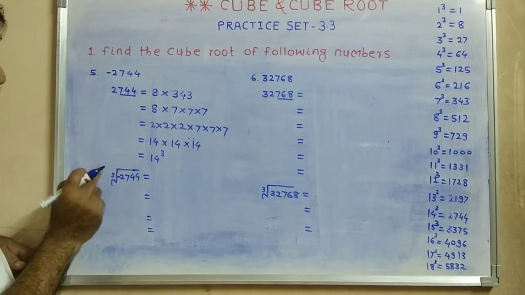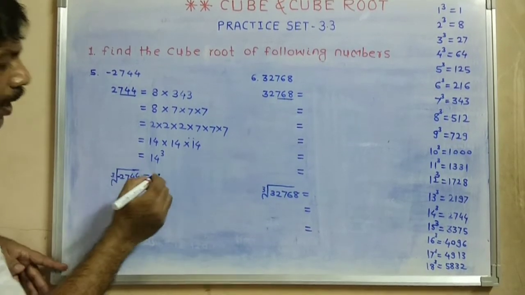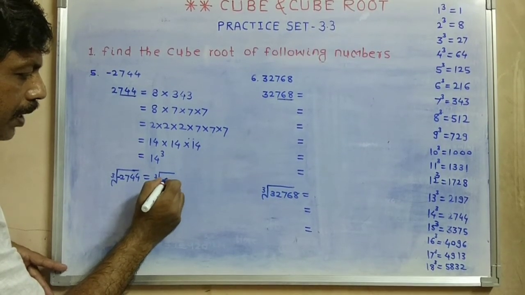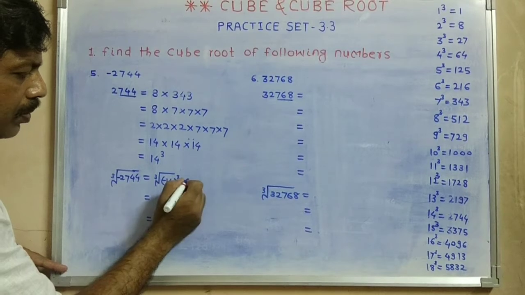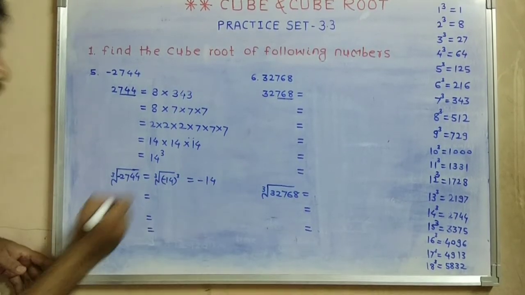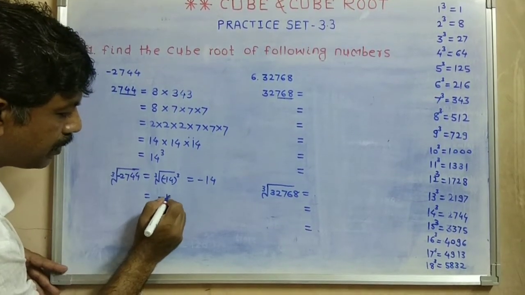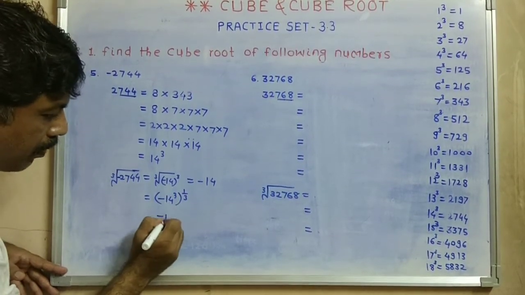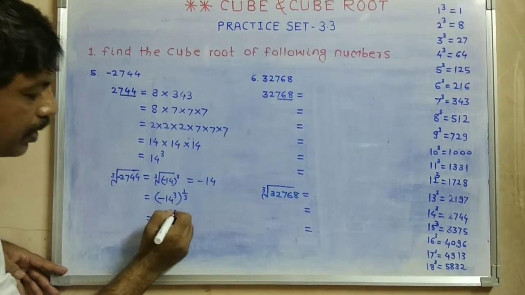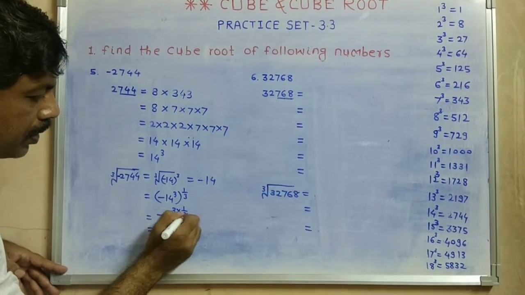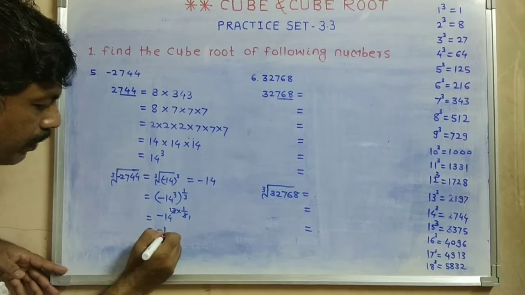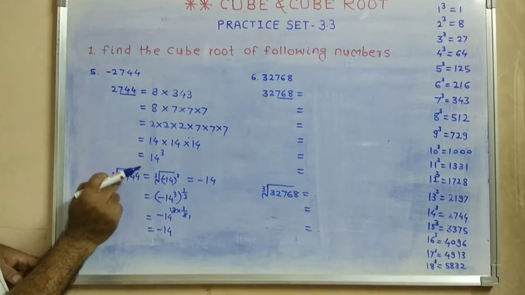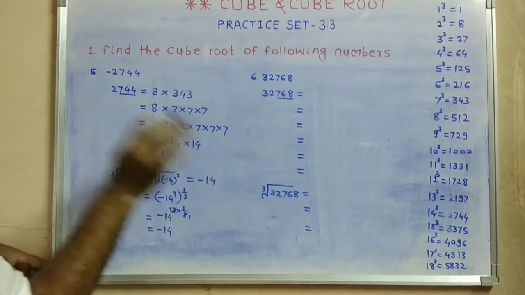Now you have to find out the cube root of minus 2744. Therefore, I am taking the cube root of minus 14 cube, and we know that directly it will be minus 14. Or you can simplify it like this: minus 14 to the power 3, to the power 1 upon 3. Again, a to the power m to the power n can be written as a to the power m into n, so 3 into 1 upon 3, 3 1s are 3. Therefore, what will be the answer? Minus 14. It means you can directly write that the cube root of minus 2744 will be equal to minus 14.